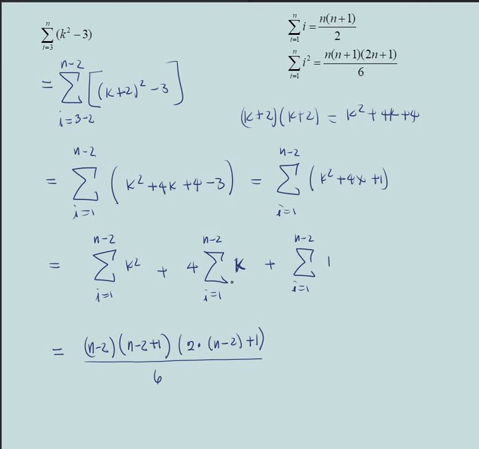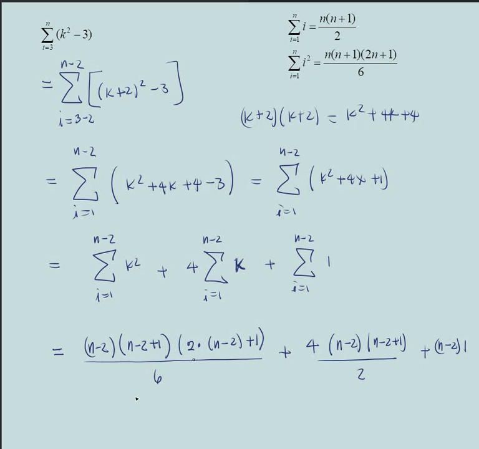And then we're going to do the same thing for the other two. Let me write it. Now you can see the next one will be n times n plus 1 divided by 2, but the n is not n, it is n minus 2. And here you're going to put n minus 2 plus 1 divided by 2. But remember, there's a 4 here, so that's why it has the 4. The last term is just n minus 2 times 1.